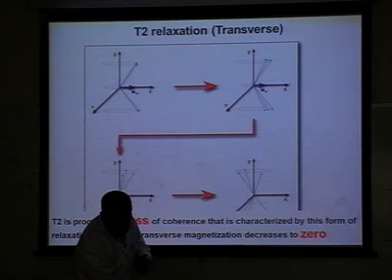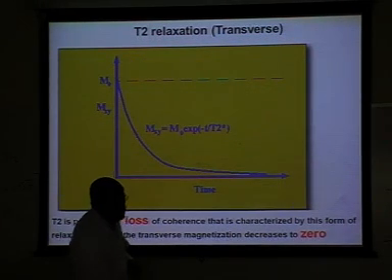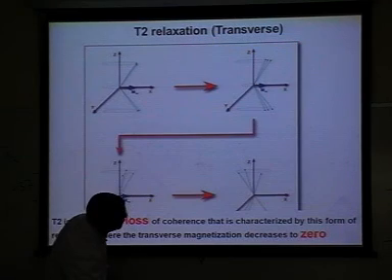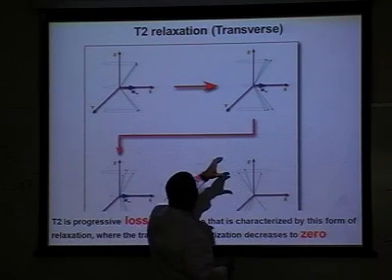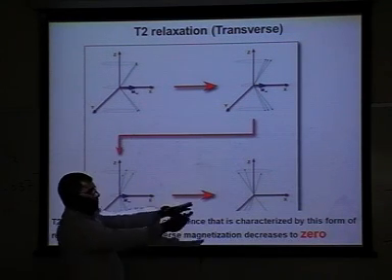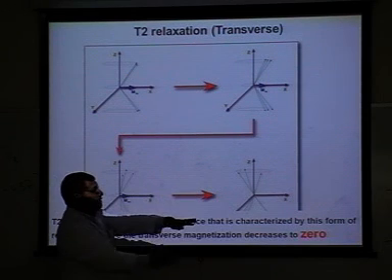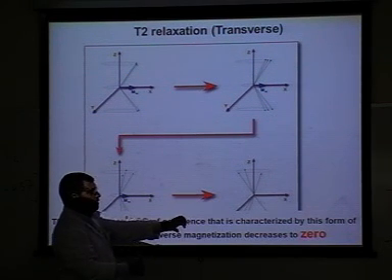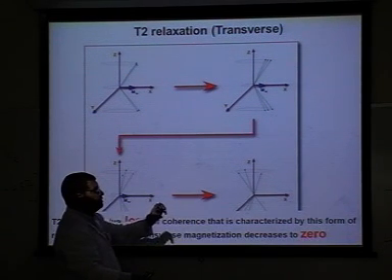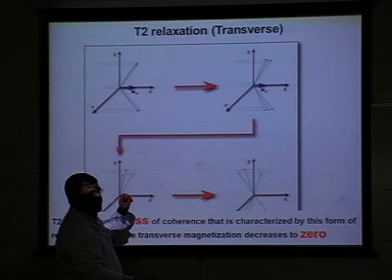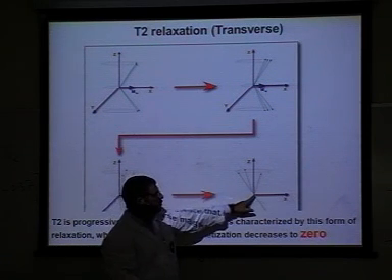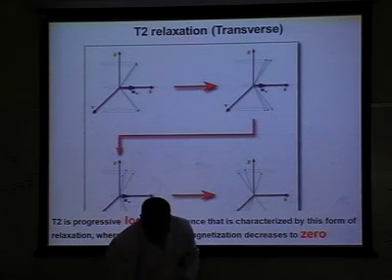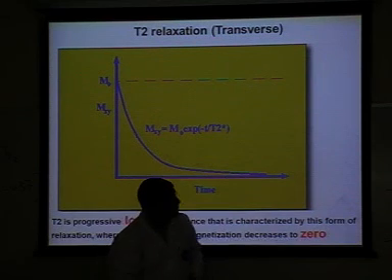Okay, let's look, which I explained. Now we wanted to look at the decay, because what happens here if you look at just Mxy? At the beginning, it's maximum, right? And then as all the protons go back to equilibrium, it shrinks. It decays. And you can follow that until it goes to 0. So let's look at that mathematically.